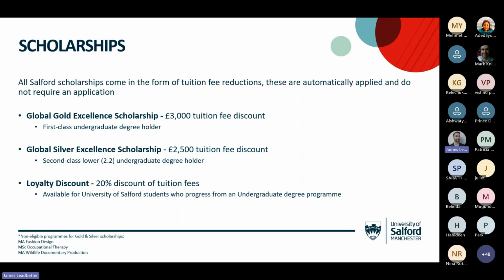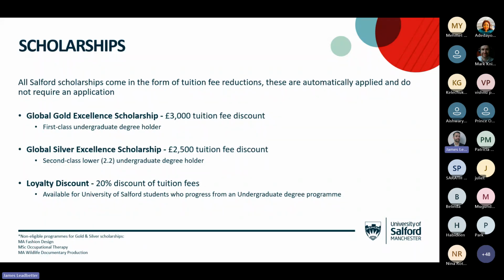So to get the Global Gold, you need a first class undergraduate degree or an equivalent. And that would give a £3,000 tuition fee discount. The silver applies in the same way, so it's £2,500 and it's for a 2-2 degree or equivalent. We do have one other main scholarship, which is a loyalty discount. And this is available for University of Salford students who progressed from an undergraduate program into a postgraduate program.